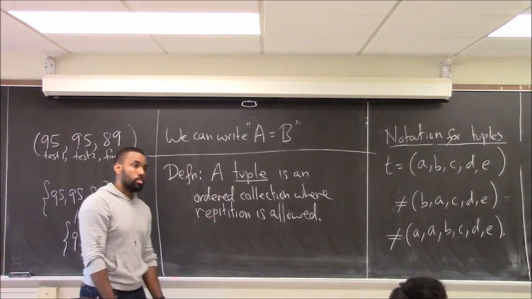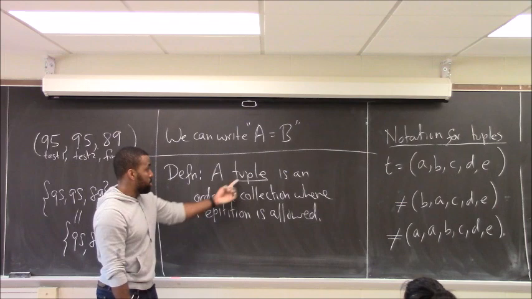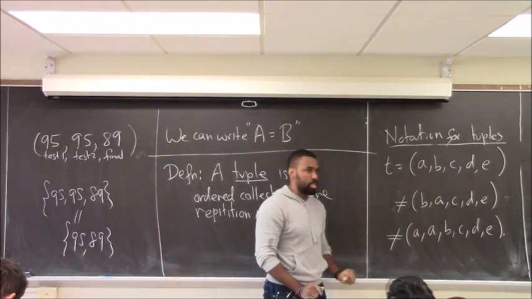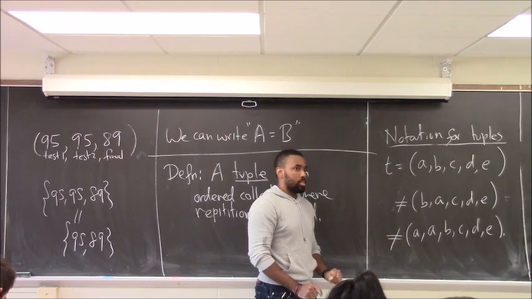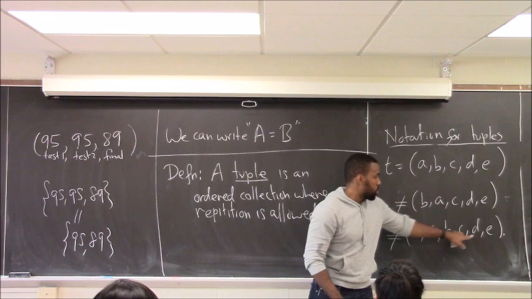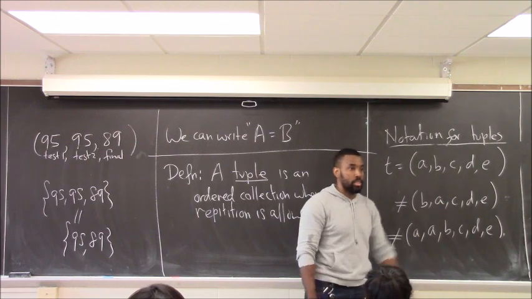Is repetition out of the tuple? Yes, repetition is allowed. So I can put an A and an A, and I'm not supposed to erase one of them. But how is that not? Oh, because this tuple has 1, 2, 3, 4, 5, 6 things, okay. That only has 5 things.